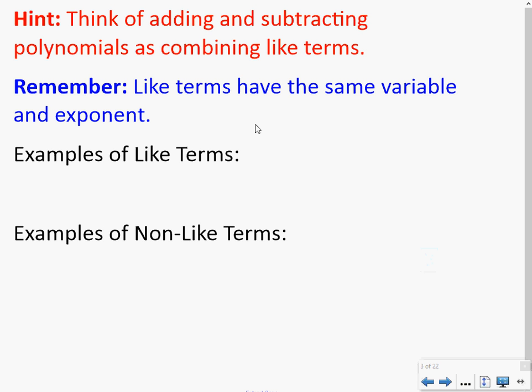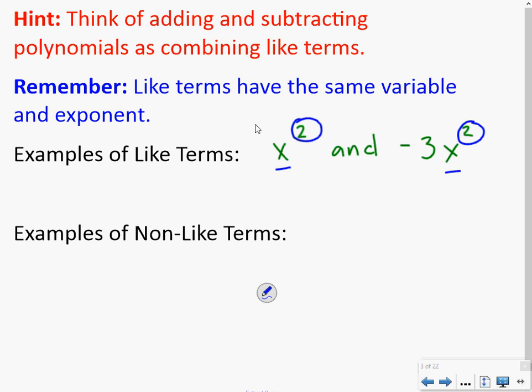When we solved equations at the beginning of the year, we said like terms means the same variable and the same exponent. A lot of times we would combine our x's together. But if we had multiple variables, I couldn't combine an x and a y together. Some examples of like terms would be x squared and negative 3x squared. Those are like terms because they have the same variable, x, and the same exponent of 2.